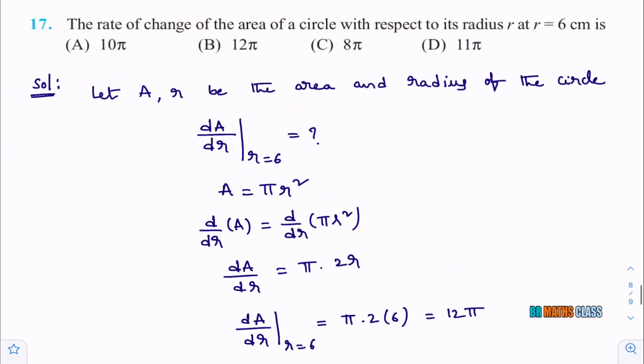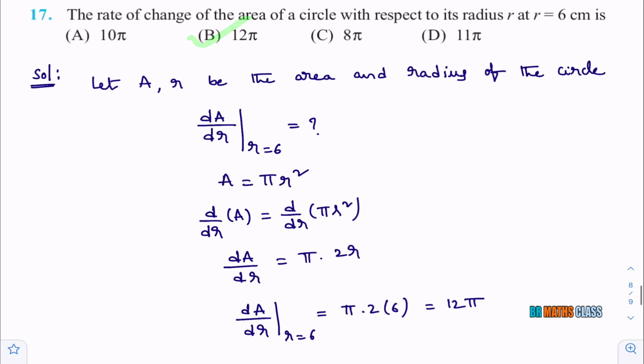You can observe the options. Here 12 pi is there now. Second option is the right option. 12 pi. What are the units? This is dA by dr. So centimeter square per centimeter. Here with respect to radius is there, centimeter square per centimeter. Suppose this is with respect to t, then I will write seconds. Here area is there, that's why centimeter square.